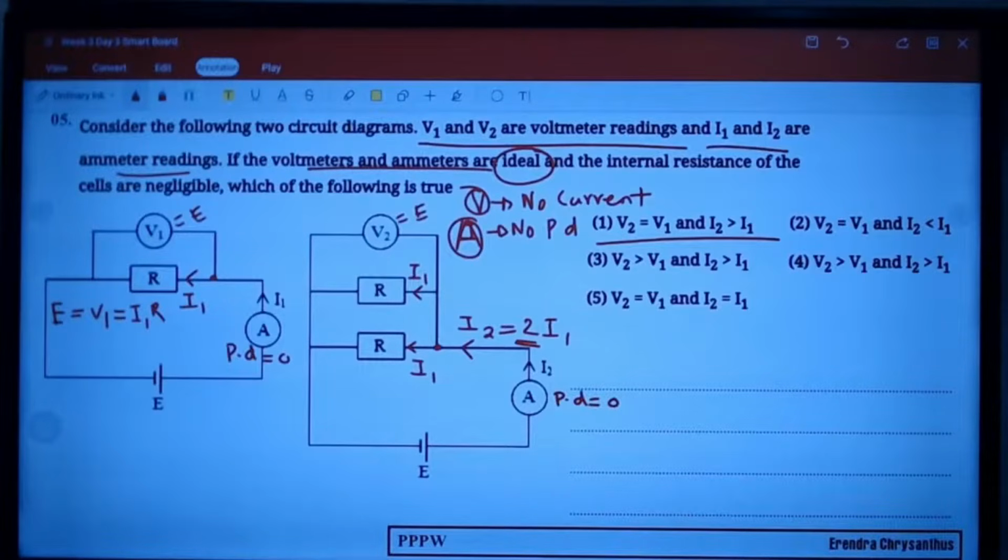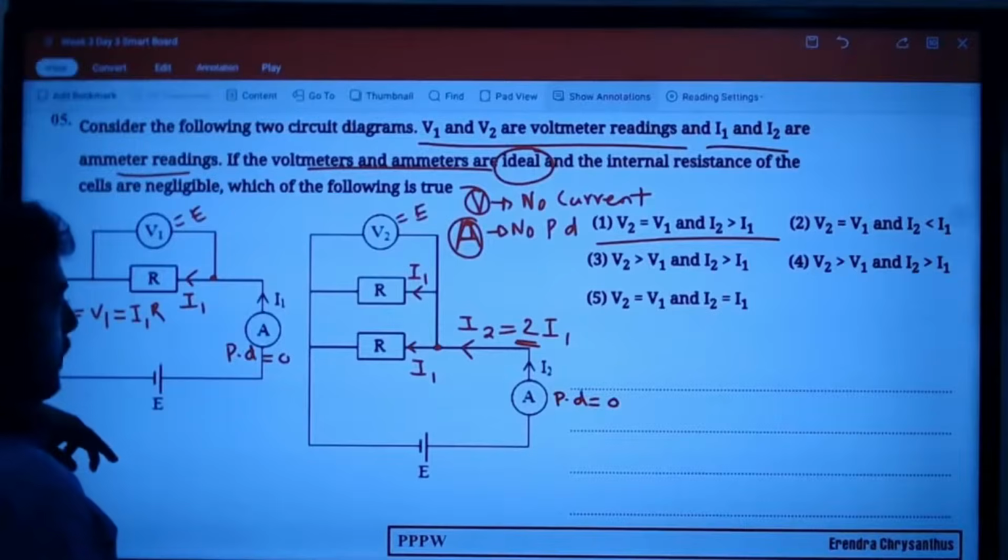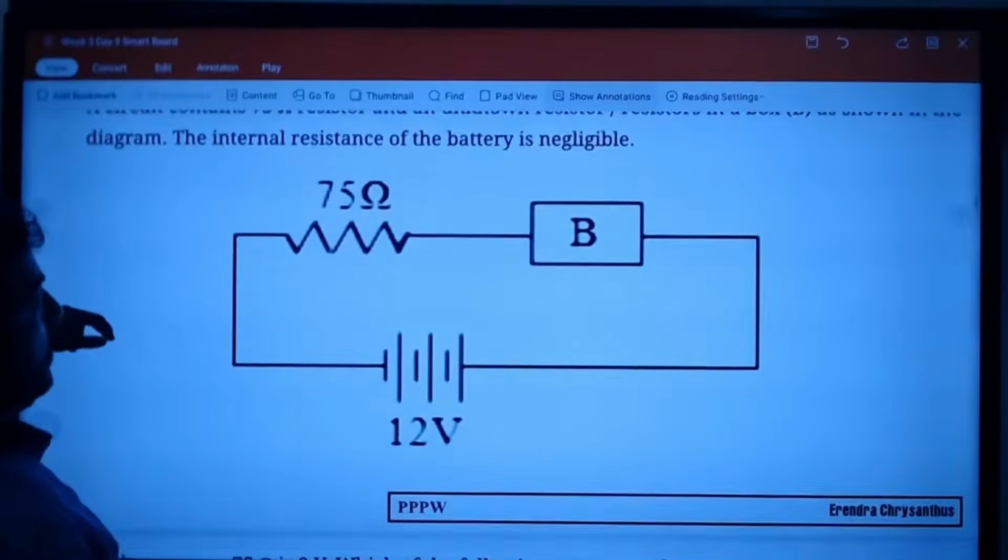The current in the main circuit will double. Right? Okay.